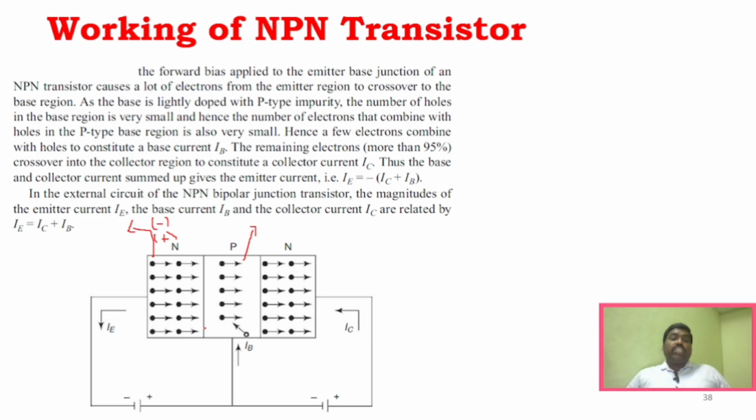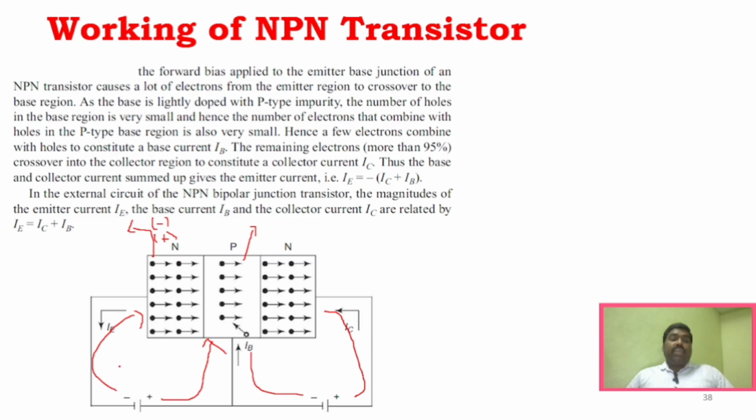Right? And you know what is forward biasing here? This is NPN. So I have given the negative terminal to the N side and the positive terminal to the P side, right? And similarly, this has to be reverse biased. So the negative terminal is connected here and the positive terminal is connected here.